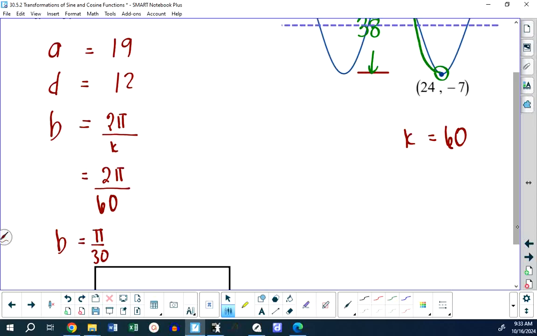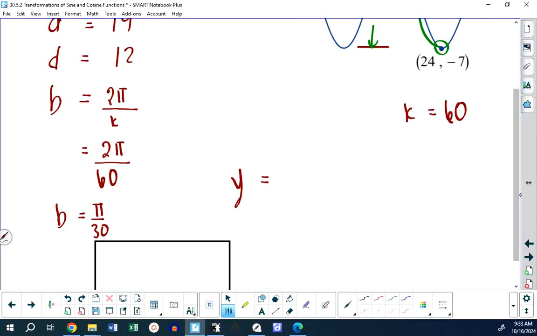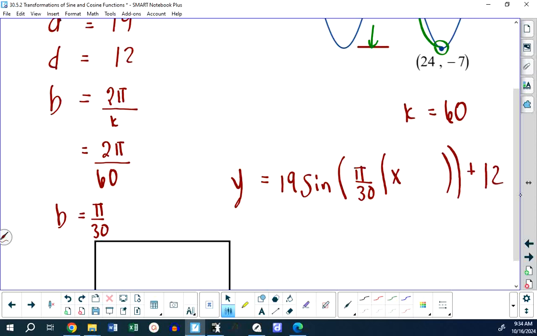Okay. And so far, our equation is this. We're after a sine equation this time. 19 sine pi over 30 x, we're going to have a minus c in here, plus d, which is 12. We in agreement?